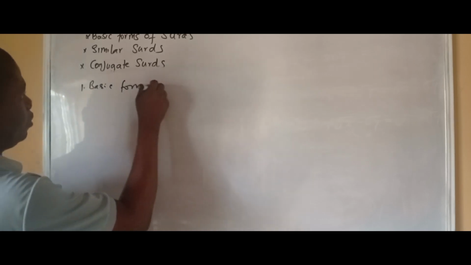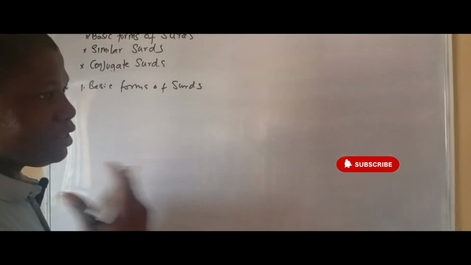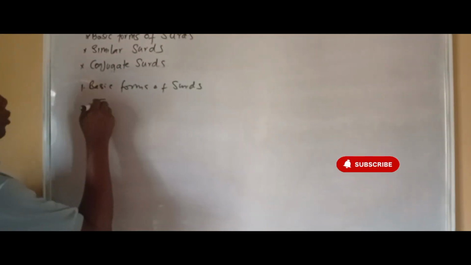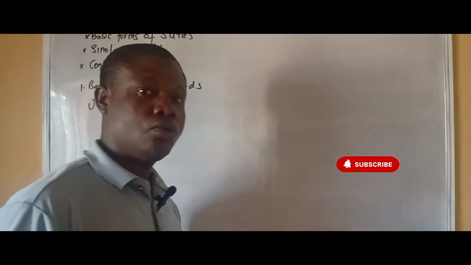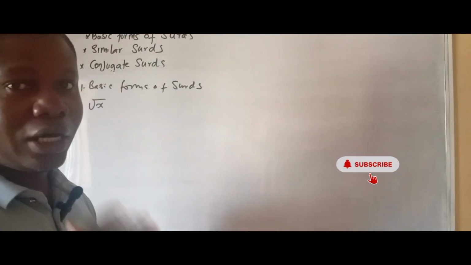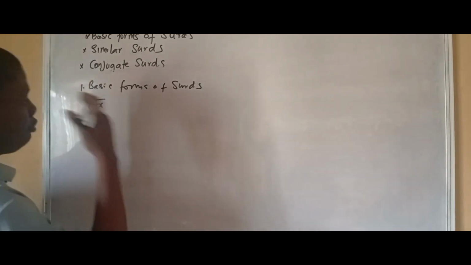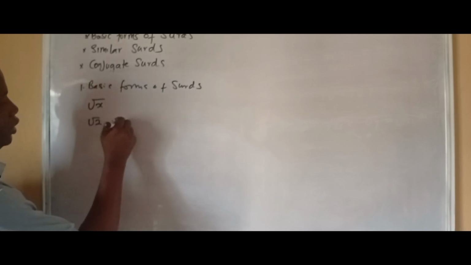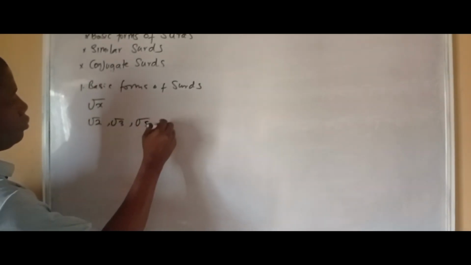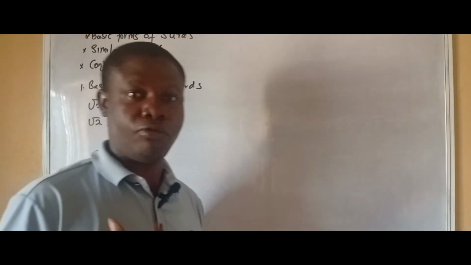forms of surd. A surd is said to be in its basic form, for instance if you have root x, if the surd cannot be broken down into two factors where one of the factors has an exact square root. So this surd is said to be in its basic form if we cannot break it down further. For instance, if you have root 2, root 3, root 5, root 7, all these surds are in their basic form.